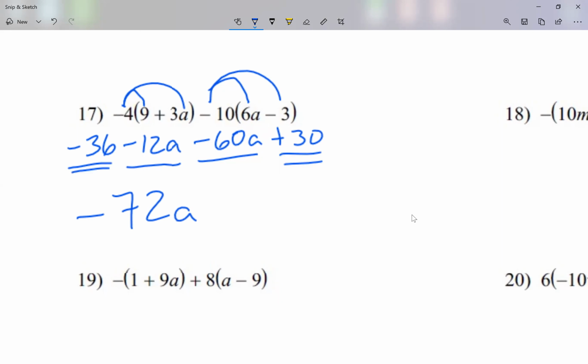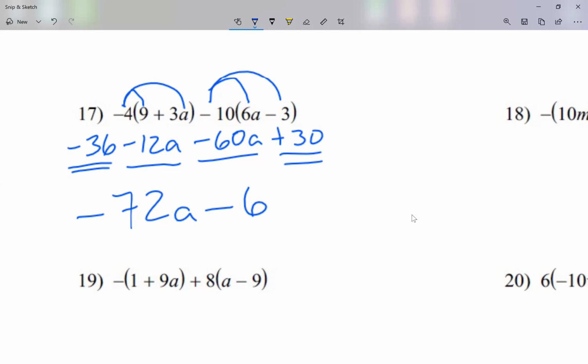The signs are different, right? One of them is a negative, one of them is a positive. When the signs are different, we subtract our numbers. So I'm going to go 36 minus 30. I'm going to subtract my numbers and keep the sign of the large one. The large one is negative, so let me call this -6. My answer would be -72a minus 6. All combined, no spaces in between.